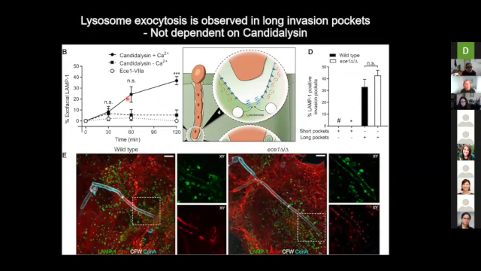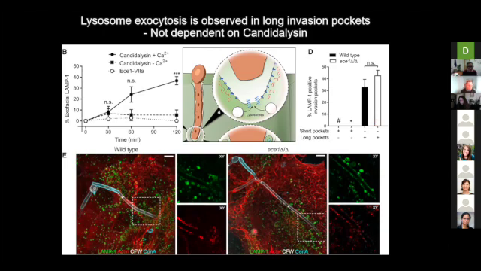The big difference here, though, is that lysosome exocytosis is much slower. It takes about 2 hours before we see a significant difference in lysosome exocytosis. It also depends on calcium, of course. Another thing that was quite interesting is that the fusion of lysosomes was not dependent on Candidalysin, because when we're also looking in the Candidalysin mutant strain, or the ECE1 mutant, we also see fusion of lysosomes, but only in very long pockets here. So in short pockets, we never see lysosome exocytosis. In long pockets, we see it independent of Candidalysin. So this seems to be a later response that doesn't really depend on Candidalysin.